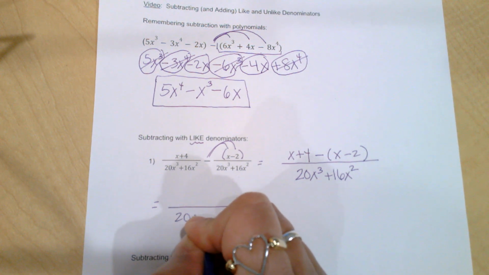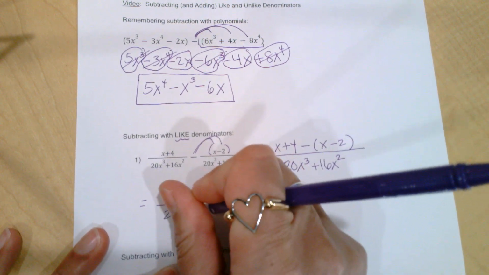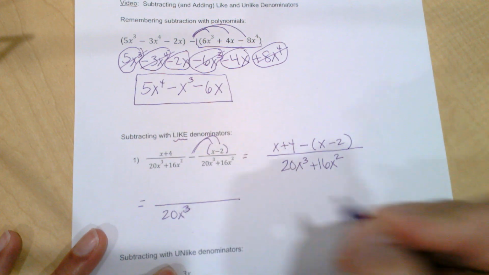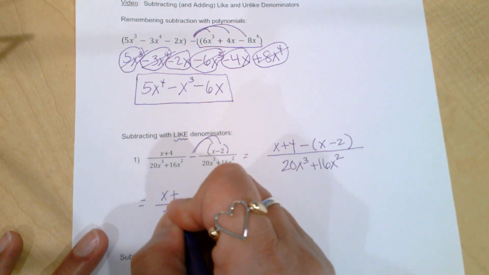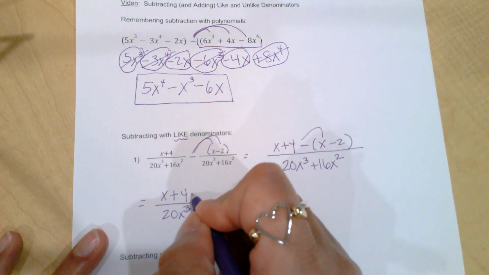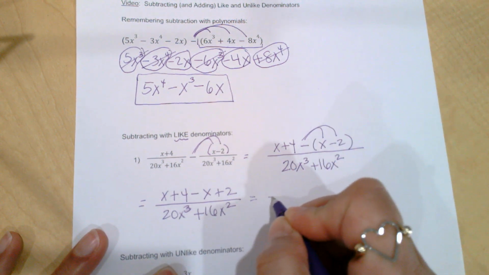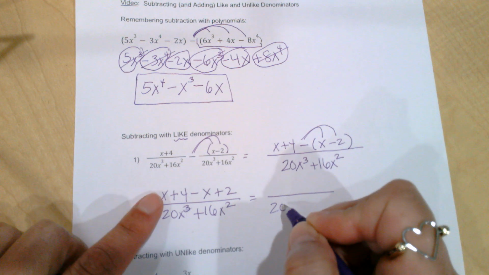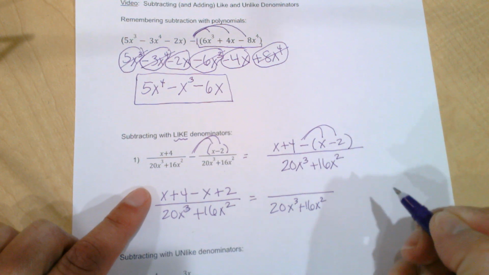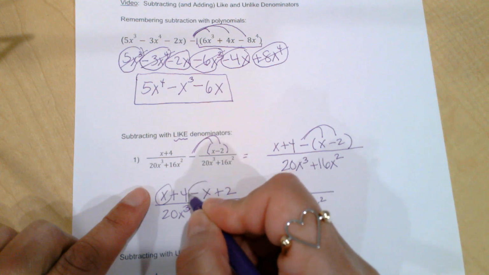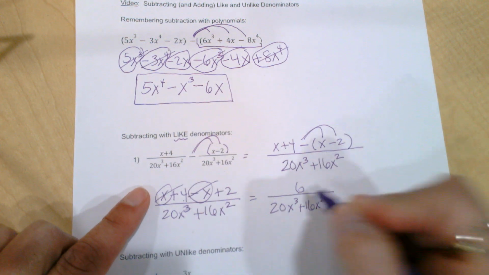I'm going to write down my common denominator. Oops, sorry, I wrote a 2 instead of a 3. Plus 16x squared. All right, so I'm going to write down x plus 4 minus x plus 2. Now I can combine the like terms in the numerator. I'm still just writing my common denominator down. So we have x minus x, those cross out, and then we have 4 plus 2, which is 6.